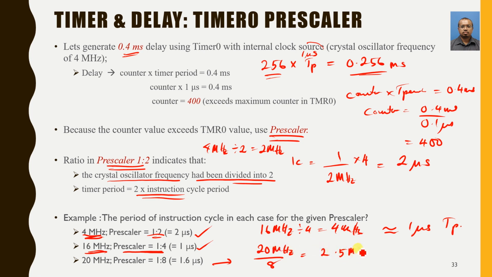2.5 megahertz. And then, what's the time? 1 over 2.5 megahertz times by 4. What do you get? 1.6. Okay, so that's how you calculate the timing.